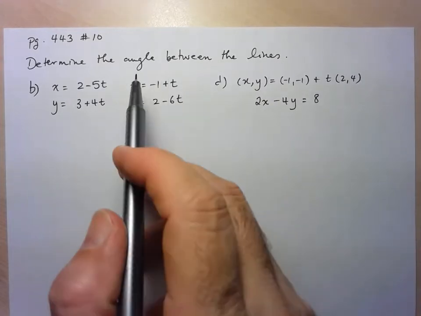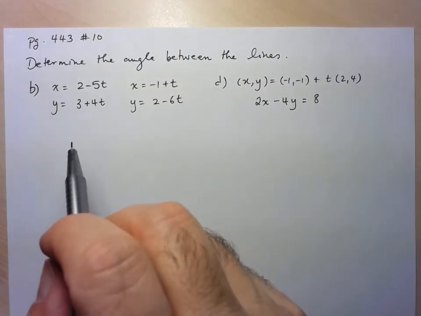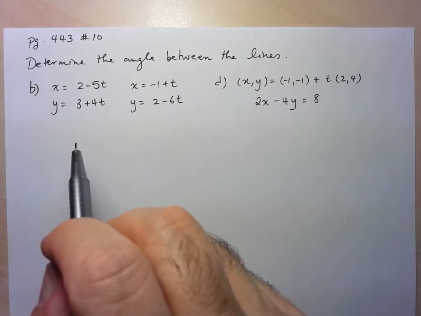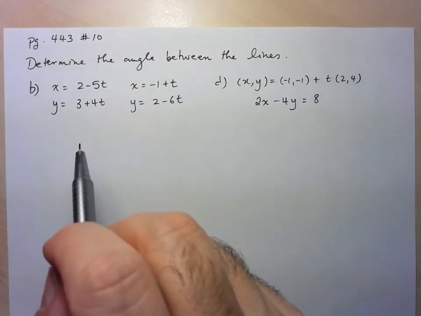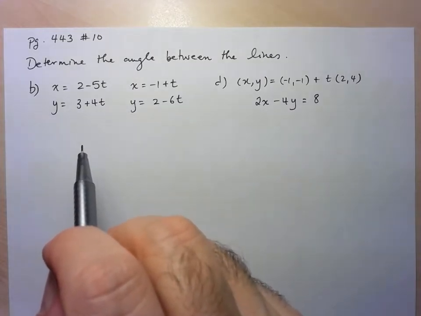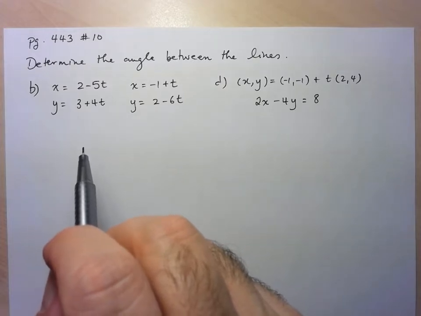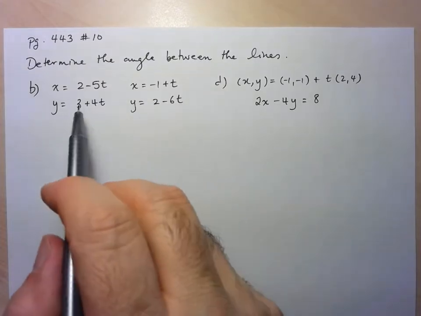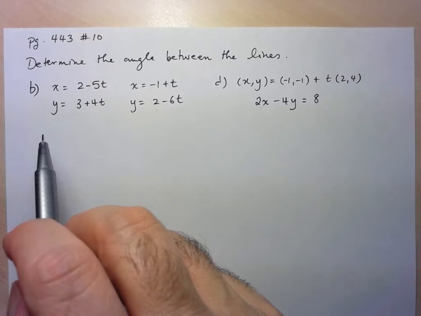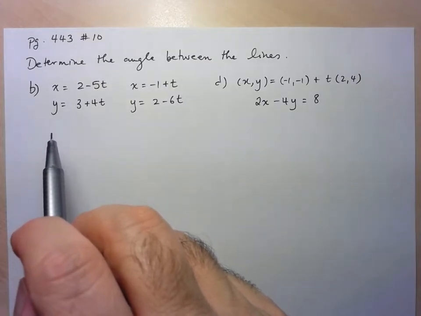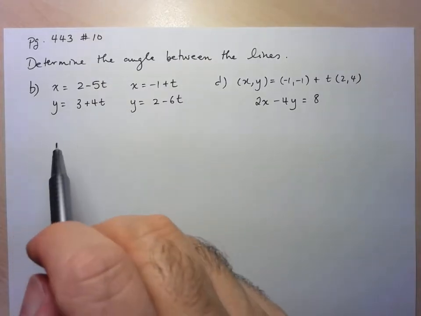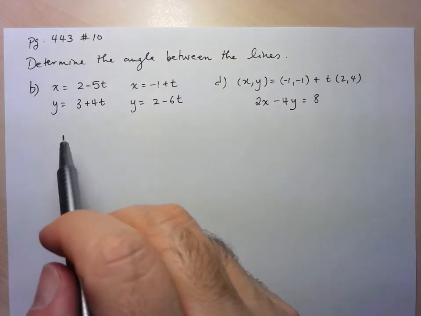There are two ways to find the angle between two lines: either find the angle between the direction vectors, or find the angle between the normal vectors. If I look at part A here, both of the equations are given in parametric form. So what's easy to find here are the direction vectors, and that's what I'm going to use.